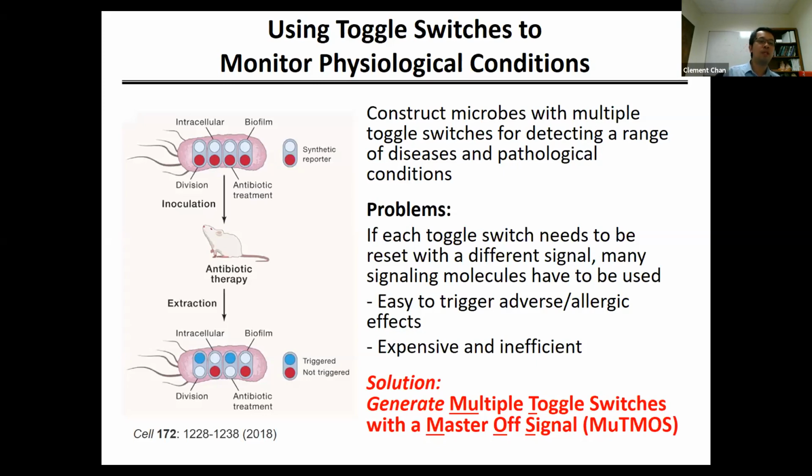But one problem with using these multiple toggle switches is that, based on the current design, if we want to reset each toggle switch to the off state, it needs to be exposed to a different biological signal. Using so many biological signals to reset all the toggle switches can be problematic. It can lead to some allergic effects, or it can be very inefficient for resetting all the toggle switches. To deal with this problem, here we propose to build multiple toggle switches with a master off signal, meaning that only one off signal is needed to reset all the toggle switches.